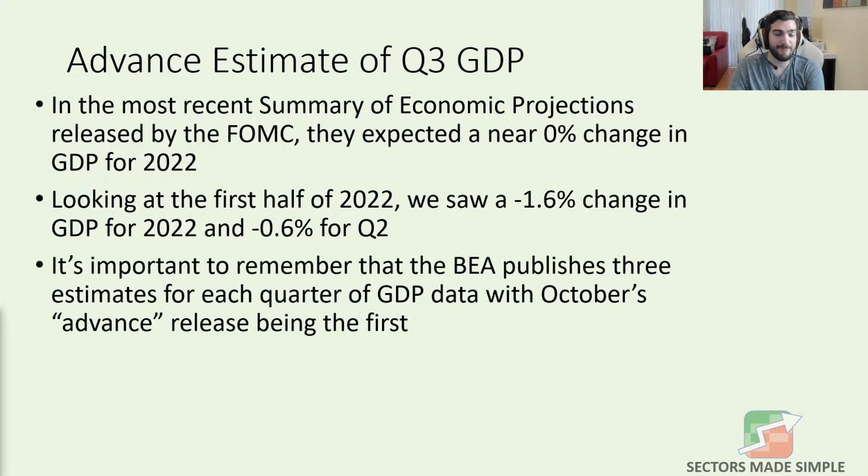Now, it's very important for us to know this. These two numbers that I'm talking about, negative 1.6 and negative 0.6, are the third publication made by the BEA. We get the advance, which is the very first one. Then we get the second, and then the third estimate. We will not get the third estimate for quarter 3 GDP numbers until December.